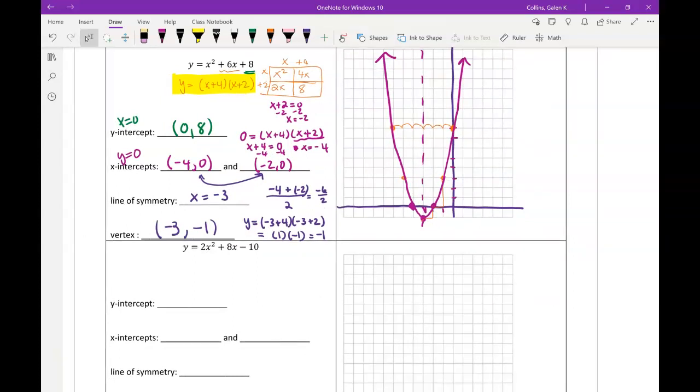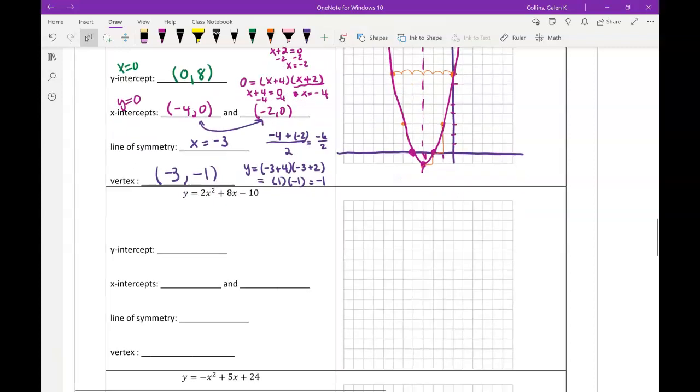All right, in the second equation, same thing. If we start with our y-intercept, it's just negative 10. So our y-intercept is (0, -10), because that's what I would get if I substitute 0 for x, and the y-intercept is always where x is 0. To get our x-intercepts, again, we've got to go through this process of factoring, but notice all three of these numbers are divisible by 2.